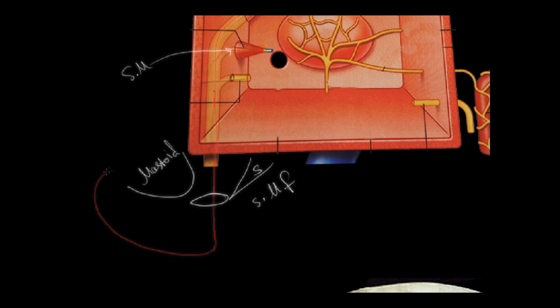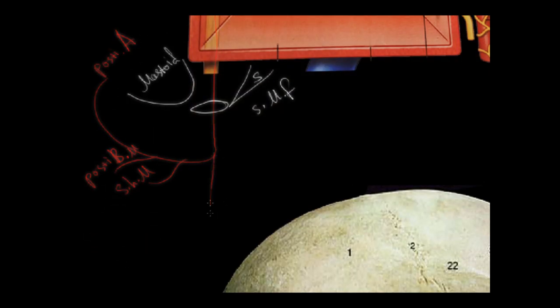It will give a branch to the posterior auricular muscle, a branch to the posterior belly of the digastric muscle, and a branch to the stylohyoid muscle.